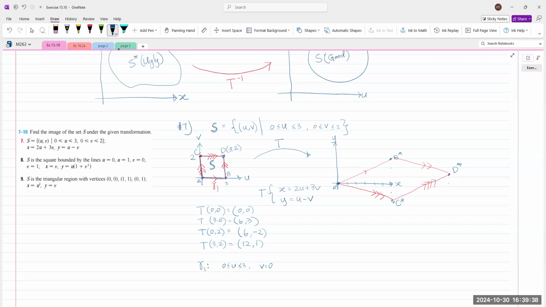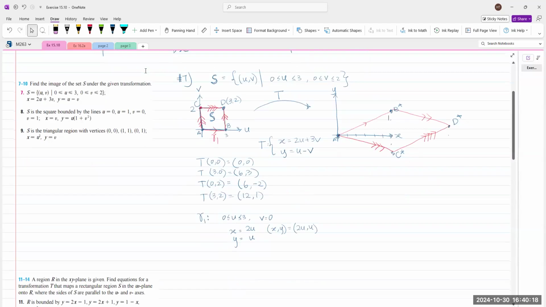So what happened is, if phi equals 0, x will be 2u and y will be u. Notice that it becomes parameterized by u, right? So basically coordinates x, y along this path are parameterized by 2u, u. When u equals 0, it's (0, 0). When u equals 3, it will be (6, 3), right? Now that's for the first path.